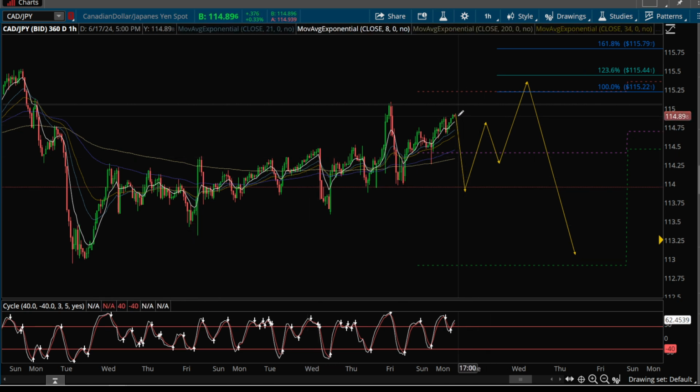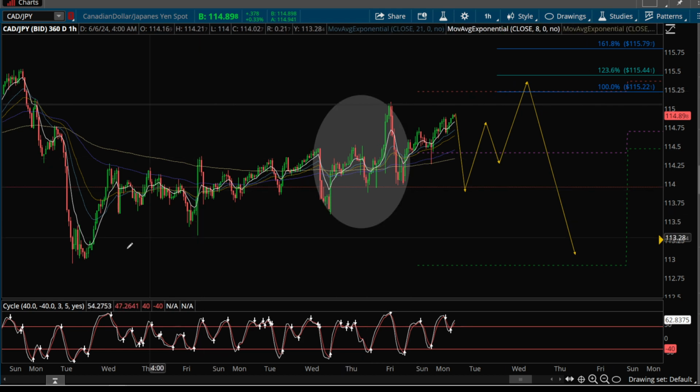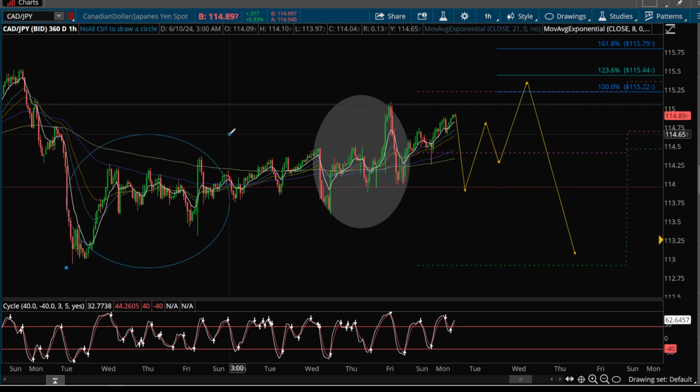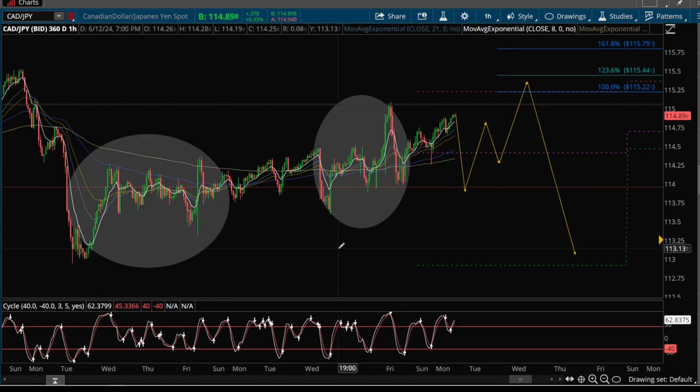If we get an impulse down here, you're on the lookout for one more correction. It's either going to look like this zigzag, or it's either going to look like this, right? A flat. So that's what you're on the lookout for on CAD yen. So again, trades I like.